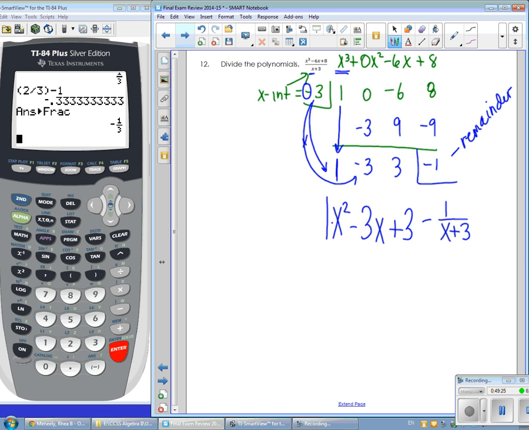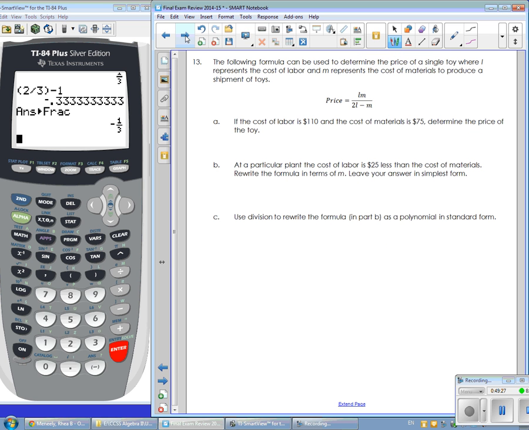The next problem, it says the following formula can be used to determine the price of a single toy where L represents the cost of labor and M represents the cost of materials to produce a shipment of toys. If the cost of labor is $110, so that gives me a value for L. So if L is $110 and the cost of materials is 75, so that means M is equal to 75, determine the price of the toy. I'm just going to plug these values in. The price then is going to equal 110 times 75 over 2 times 110 minus 75.